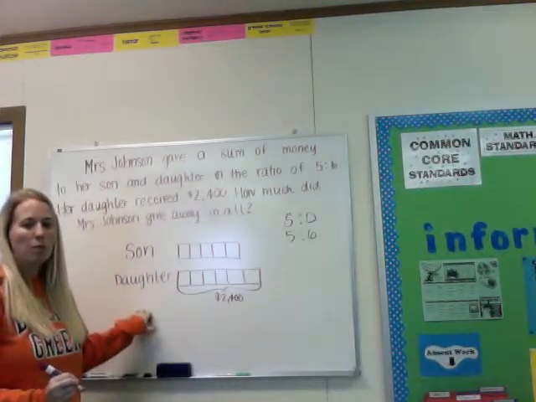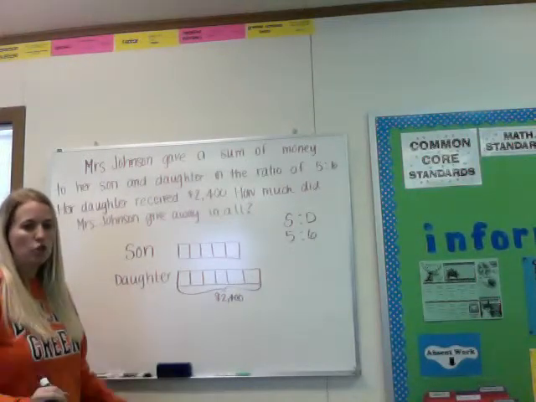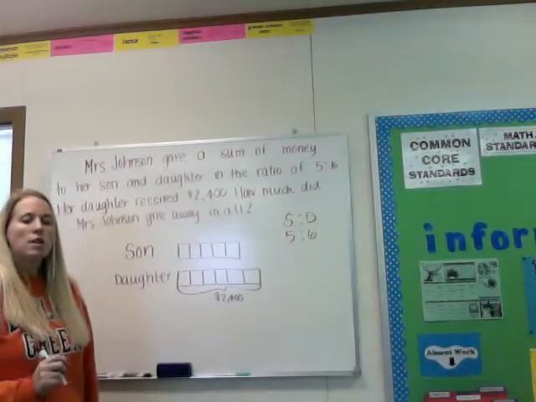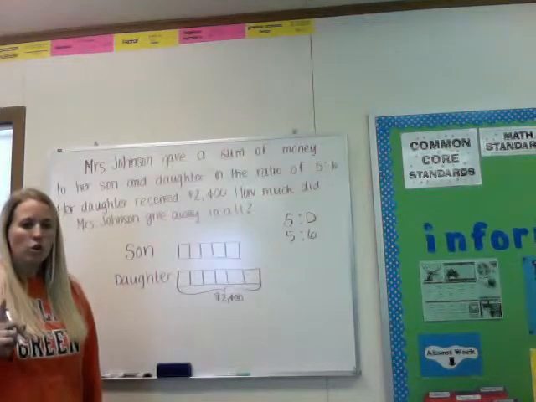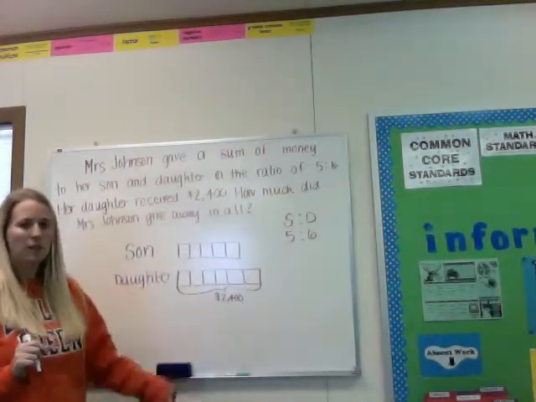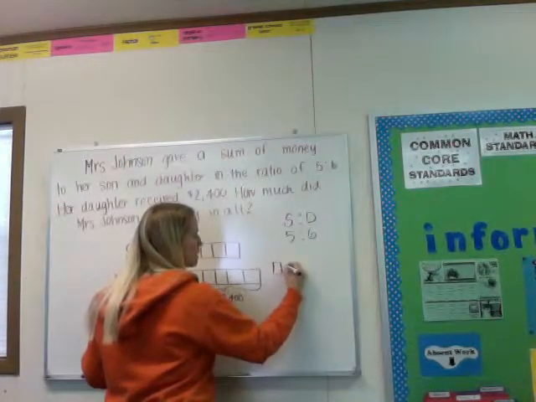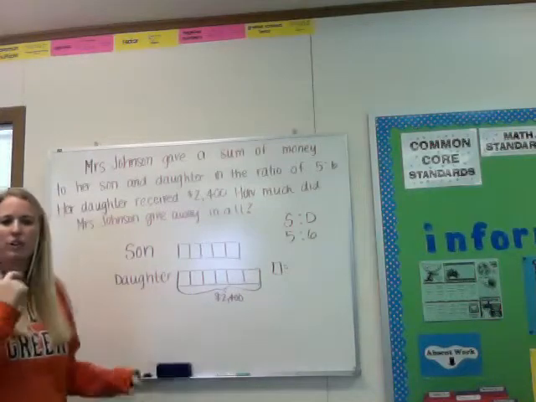We want to know how much Mrs. Johnson gave away altogether, in all the money that she gave away. So in a ratio problem, the first goal is always to figure out how much one of these little blocks is worth. So I want to know the value of one of these blocks. What can I do to figure it out?